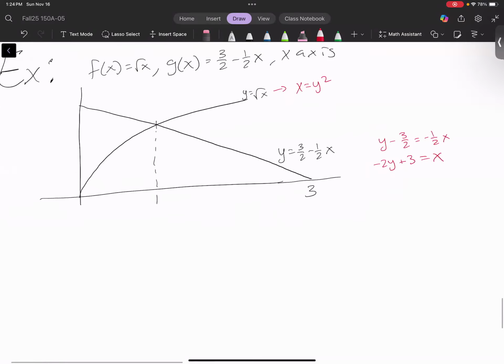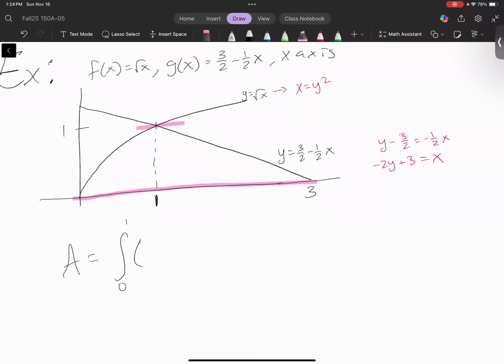Okay, and then we need our y bounds. So this is y equals 0, right? The y coordinate of this is 0. What's the y coordinate of that? Well, I don't know, but I know the x coordinate is 1. I just plug into either of my functions, and I get y equals 1 as well. So now my area is going to be integral 0 to 1, and then right function, which is negative 2y plus 3, minus my left function, which is y squared, dy.